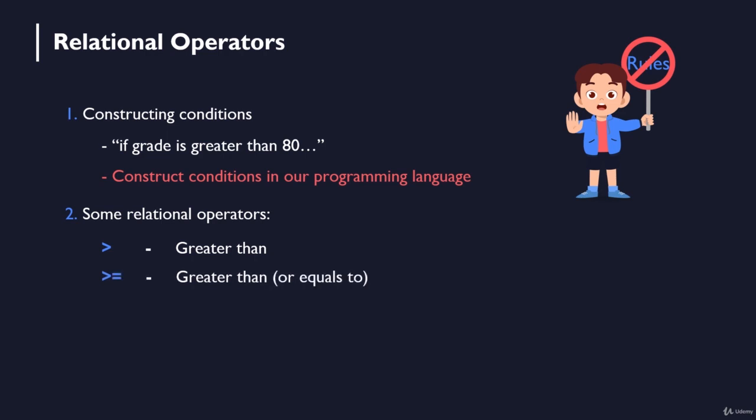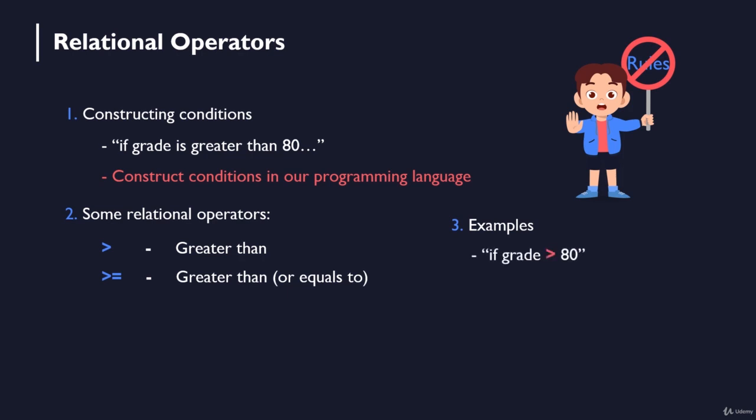Then we have the greater than or equals to, which is pretty much the same. It simply checks if the left side is greater than the right side or if the left side equals the right side. So if either of these options happens to be true, then the result of the condition will be true. So in most cases, if we would like to ask a question like if grade is greater than 80, we are probably going to do it in this way.